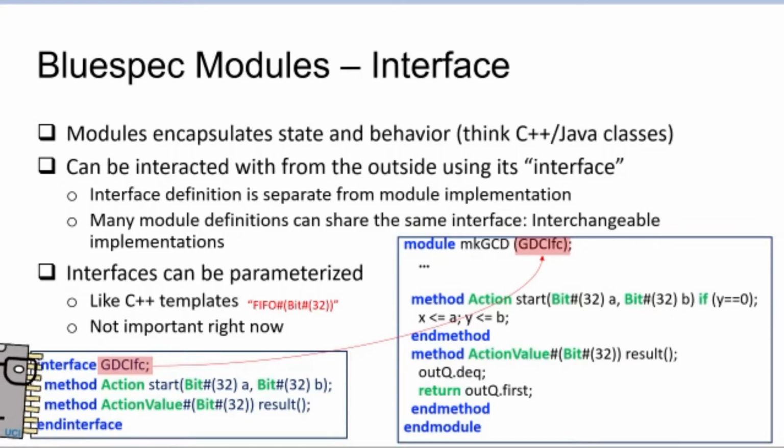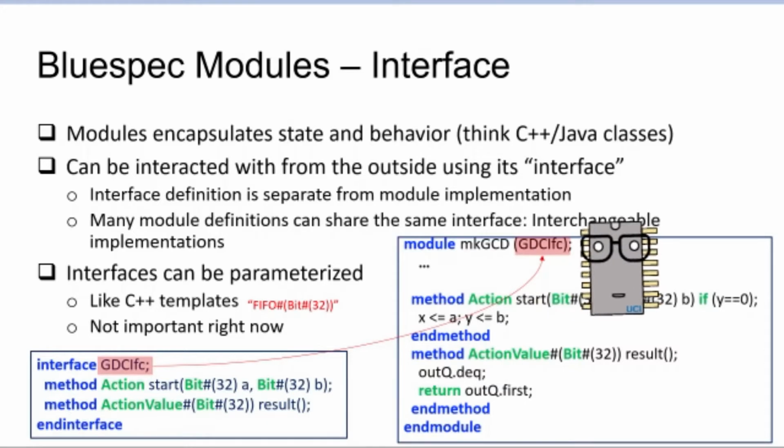So GCD IFC defines the action method, start. Action being that the method is able to make state changes. It also defines an action value method, which is action value method result. Action value meaning it can make state changes, and it also returns a value of bit 32.